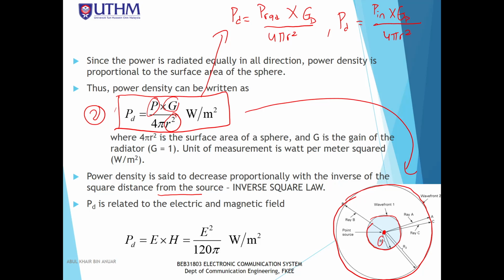Okay, it is based on this equation actually. Okay, lagi besar nilai distance, jarak daripada antena ke satu tempat, lagi kecil dia punya power density.